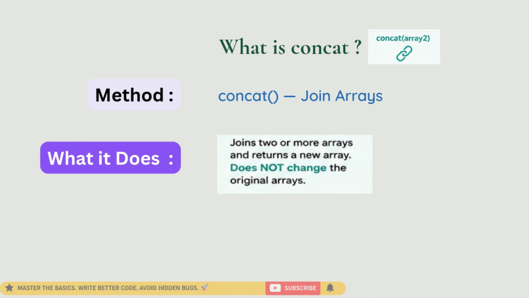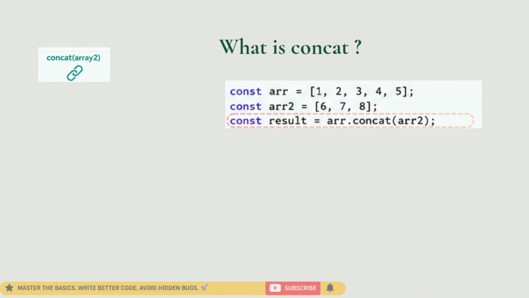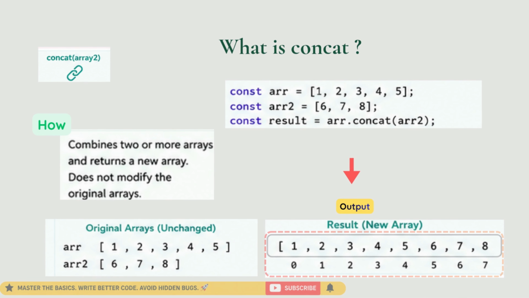Understanding concat. Now let's learn concat. Concat joins arrays together. Example: const arr2 equals 6, 7, 8. Const result equals arr.concat(arr2). Result becomes 1, 2, 3, 4, 5, 6, 7, 8.